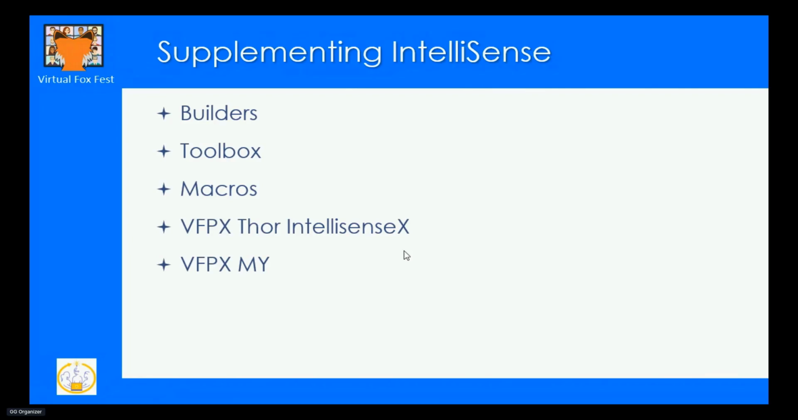IntelliSense X is a VFPX project that Jim Nelson created. I'm not going to demo it. It does a lot of stuff. It basically is taking ISX, which is a project that Christoph created. And what Jim did is he took ISX and put it into Thor. It's something you can toggle on and off. It takes IntelliSense to another level.